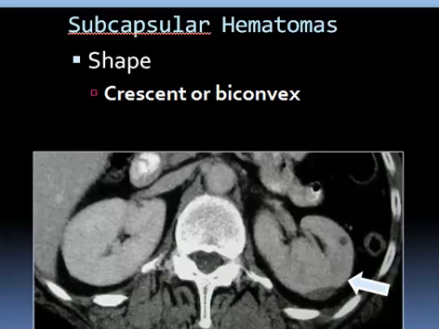Now the word subcapsular means it is enclosed by the capsule itself and not by Gerota's fascia, and the capsule is a structure which cannot be stripped off the kidney. So the kidney and its capsule are considered one unit. So if blood collects under the capsule, subcapsular, it will be under pressure, under tension, and it forms a crescentic or biconvex shaped hematoma.